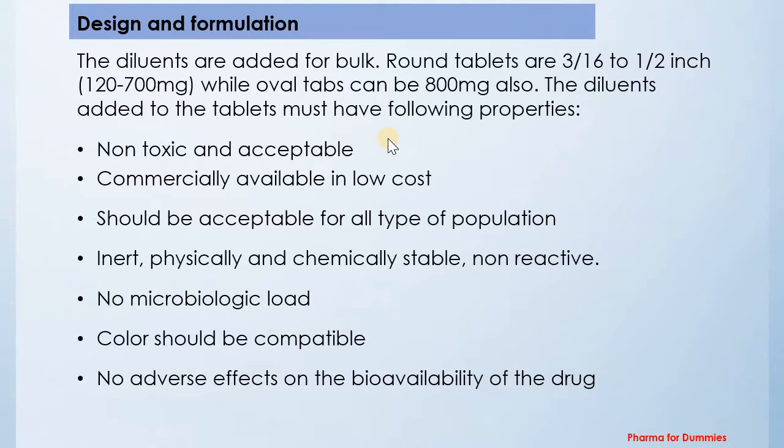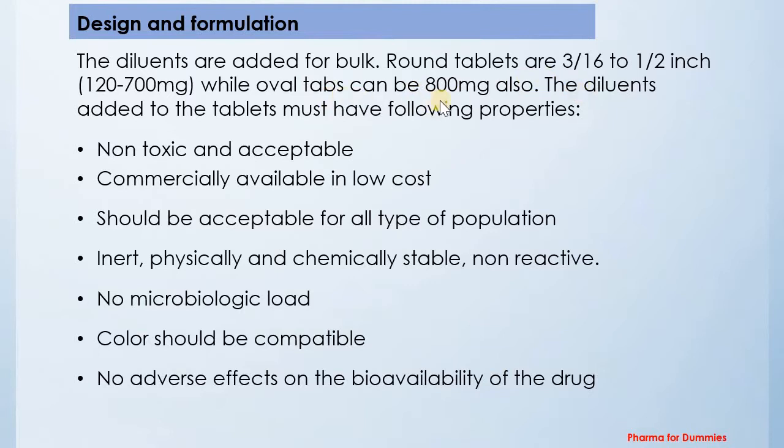Tablets below 3/16 inch are difficult for adults to handle because of their small size, and those which are larger than 1/2 inch become difficult to swallow. In the round shape, the weight of the tablet is usually 120 to 700 mg, and for higher weights like 800 mg, an oval tablet shape is better.